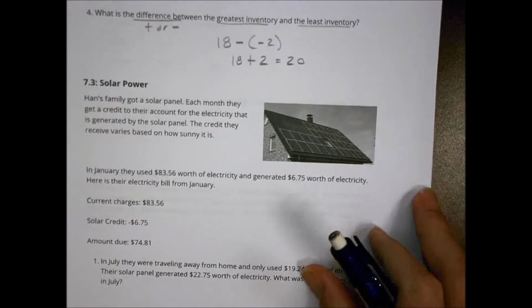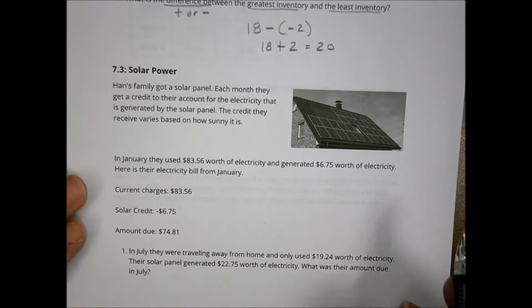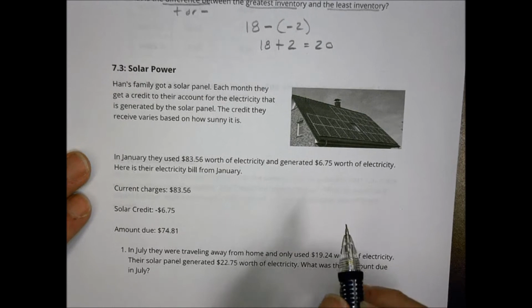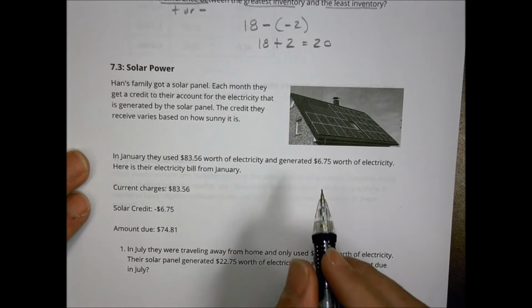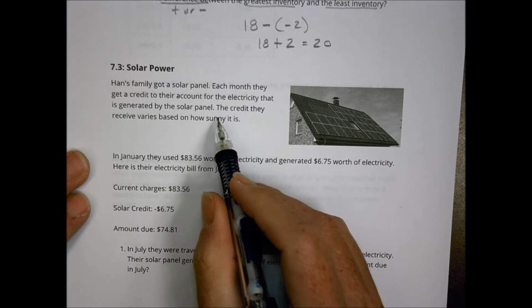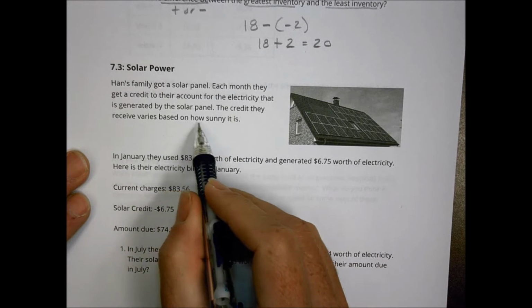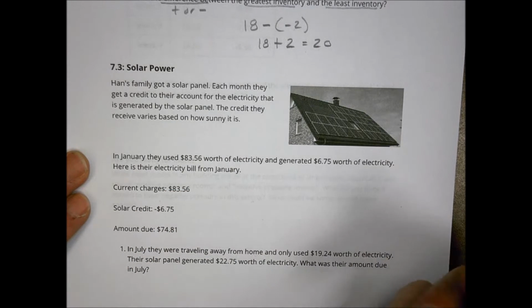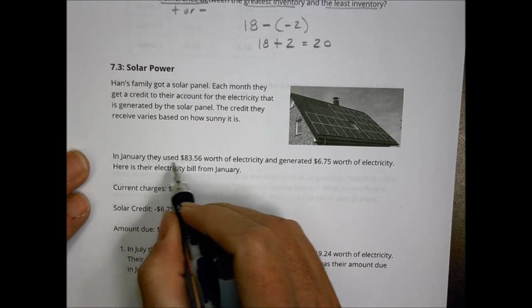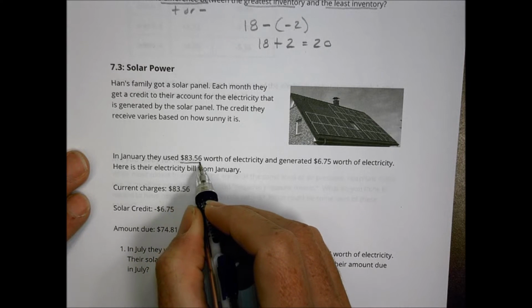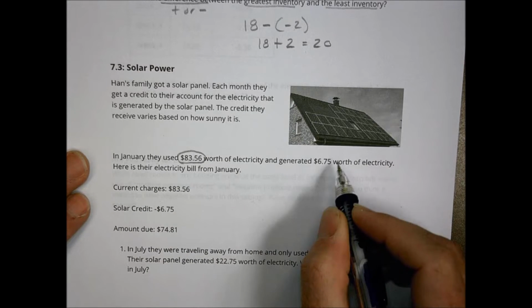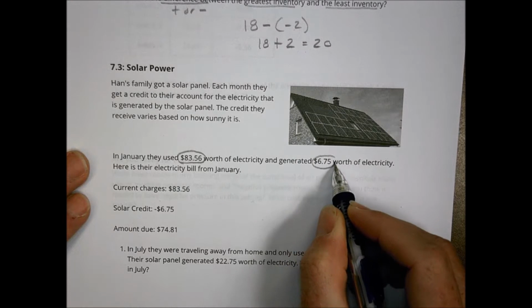All right, activity 3, solar power. It says Hans' family got a solar panel. Each month they get a credit to their account for the electricity that is generated by the solar panel. The credit they receive varies based on how sunny it is. This is true at my house too. In January, they used $83.56 worth of electricity and generated $6.75 worth of electricity.